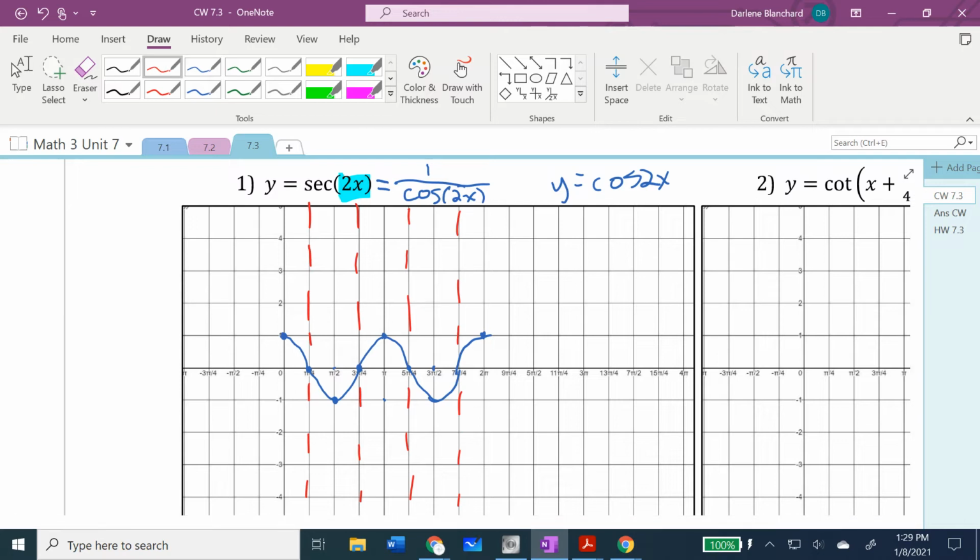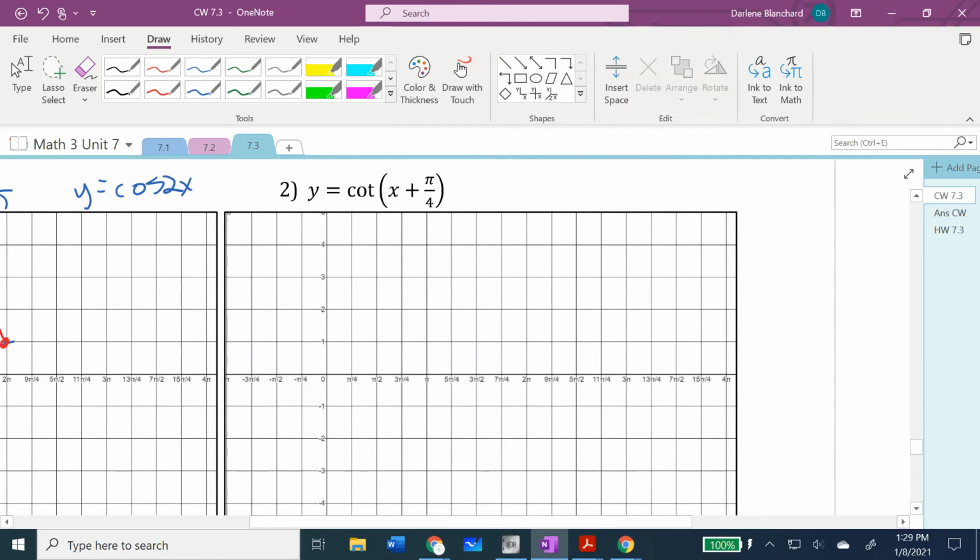And additionally, everywhere that it is equal to its highest and lowest points, their secant also graphs. And there you go.